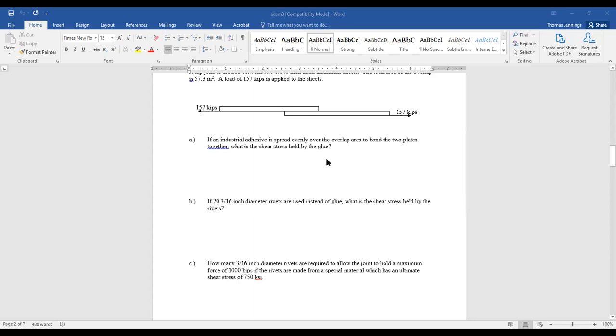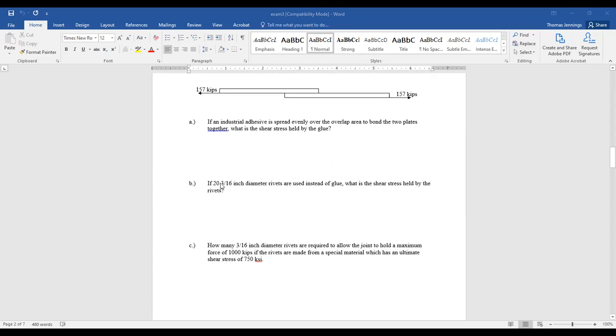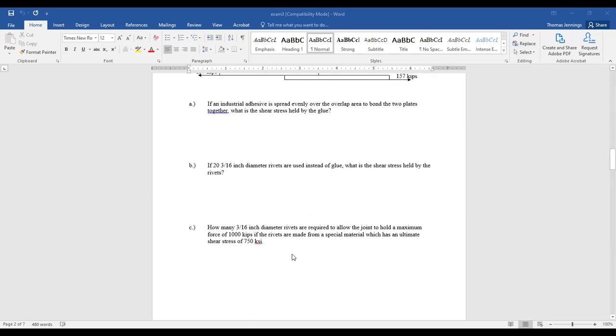So be careful reading that. If they meant the fractional part to go with the number, there'd be a dash in between the two. So be clear on whether you're talking about diameter or whether you're talking about number of rivets. And I think there's a problem probably similar to that on the exam. And I think I may have changed the wording to make sure that it was clear that it wasn't 20 and 3/16 inch. So I tried to make that a little more specific.